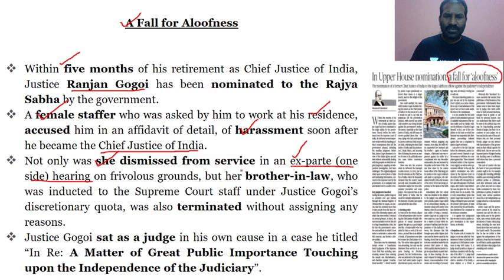Not only was she dismissed, but her brother-in-law was also removed from the office, wherein he had been inducted into the Supreme Court as a staff member under Justice Gogoi's discretionary quota. There is a discretionary quota for the Chief Justice of India. Under that quota, the brother-in-law of the female staffer, who was working as Supreme Court staff, was also removed and terminated without assigning any reason.